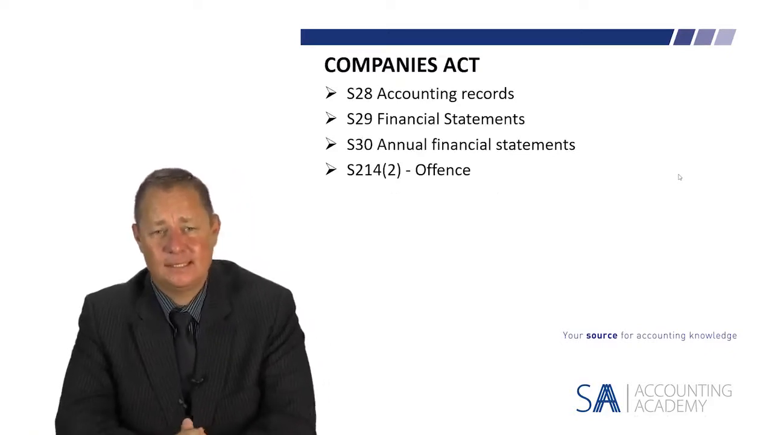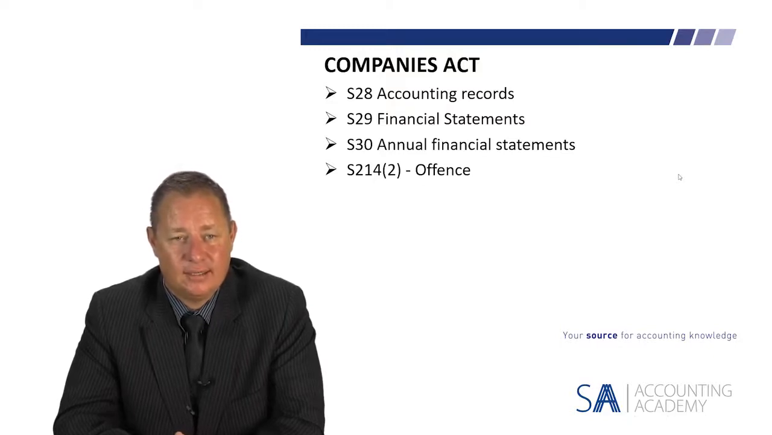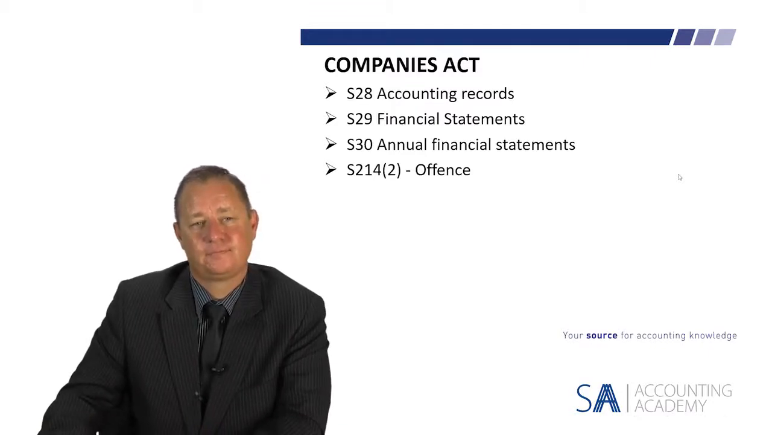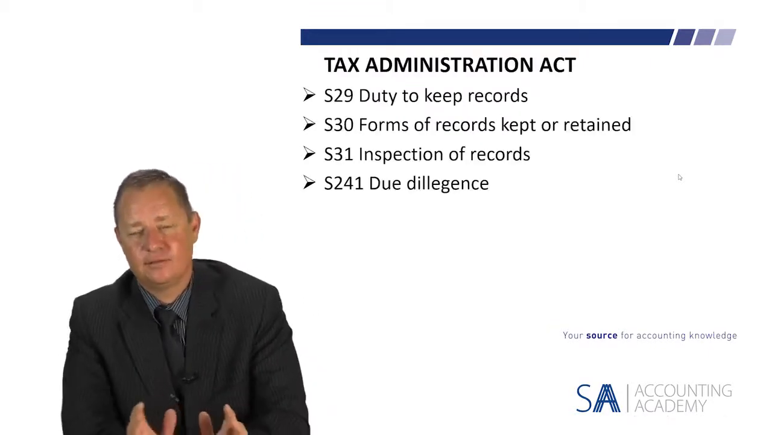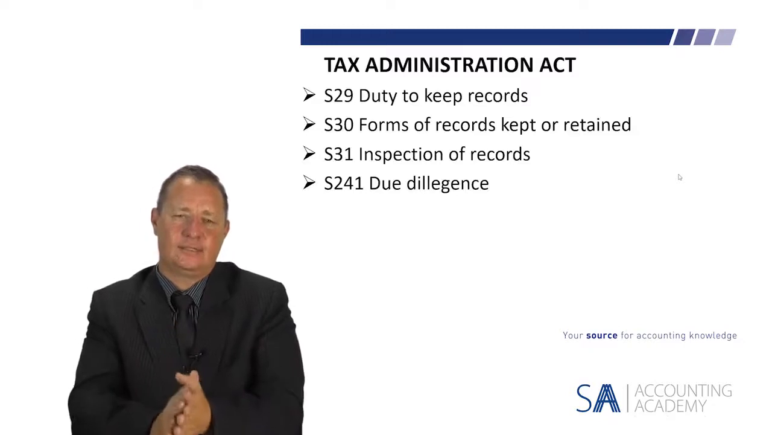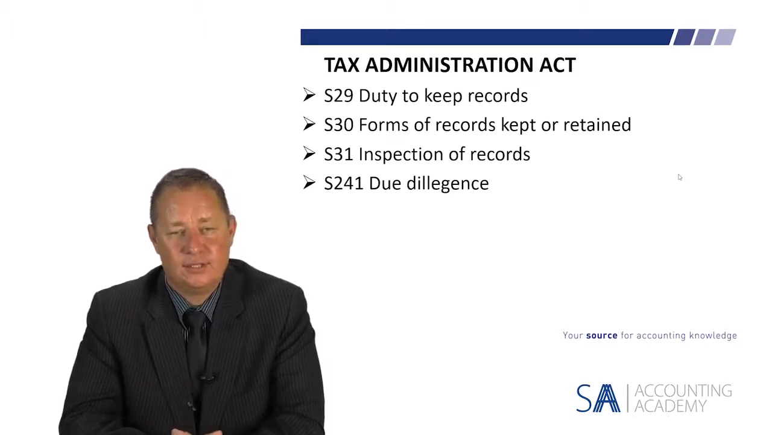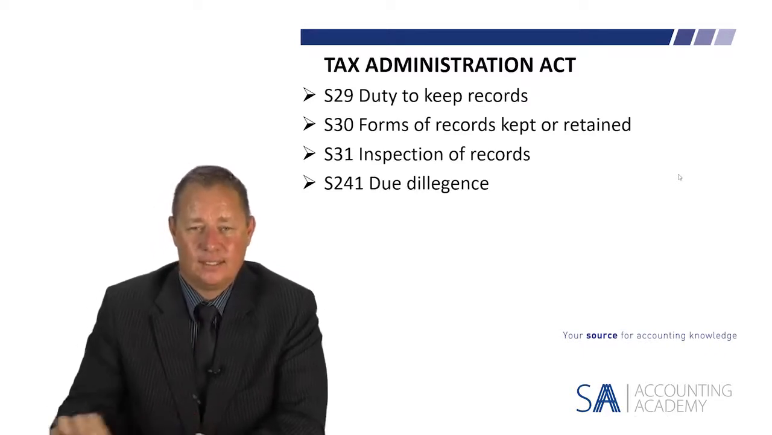So in terms of the Companies Act, there's various sections that affect us directly, which stipulate what we need to do. It's Section 28, Section 29, Section 30, and then the offences in terms of Section 214. The Tax Administration Act, and you'll see the paragraphs in the Tax Administration Act are very closely aligned to the paragraphs in the Companies Act, but there you have to look at Section 29, the duty to keep records, Section 30, forms of records that need to be kept or retained, Section 31, the inspection of records, and then Section 241, due diligence that needs to be applied.